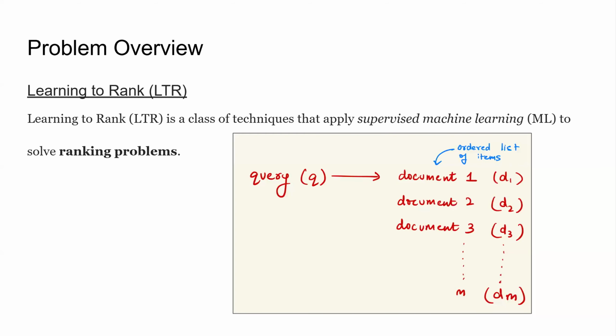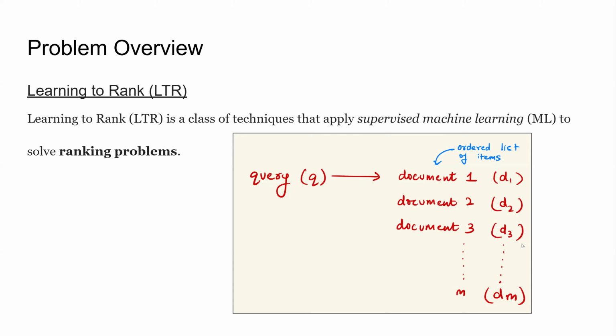First, the problem overview is about learning to rank. Learning to rank is a class of techniques that apply supervised machine learning to solve ranking problems. The ranking problem is that if we give a query to a search engine, we should get a list of documents in the order of their relevancy to the query. So if we give a query Q, we get document 1 as rank one, document 2 as rank two, and so on till document M.